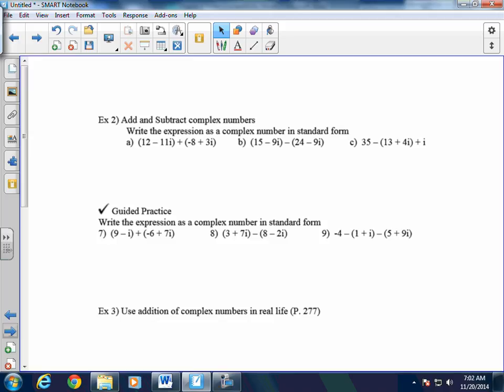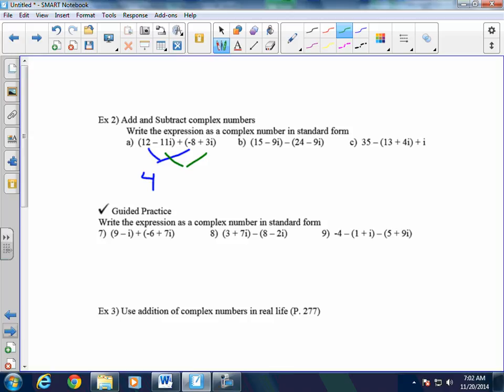So when we do these, again, add like terms. 12 plus negative 8, that's 4. Negative 11i plus 3i is negative 8i. There's your answer.